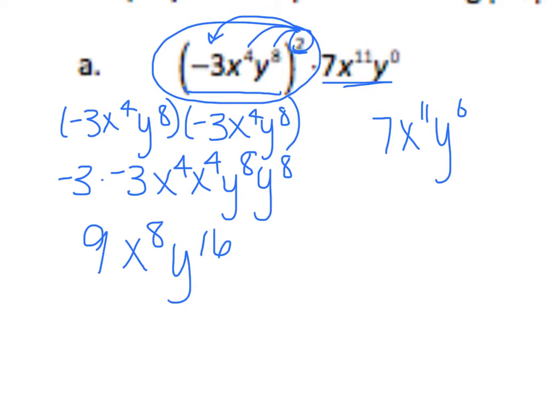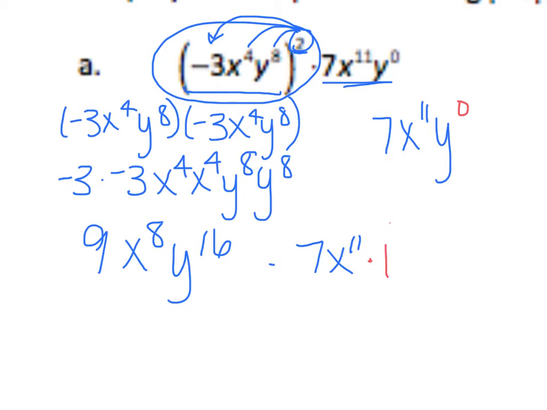Okay, and then I've got this one off to the side. X to the 11th, y to the 0. So again, you remember y to the 0 is always going to be 1, so I can change that now. So there we go. So this is just going to be multiplied by 1.